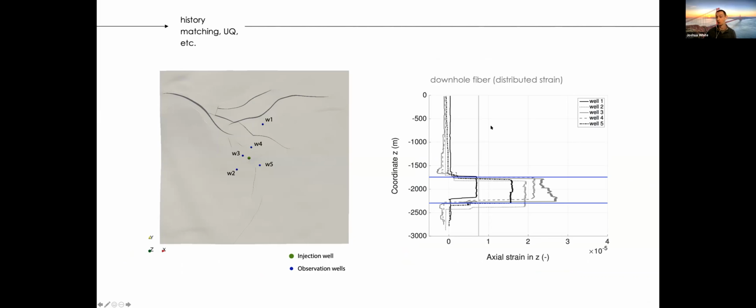We'll also forward model a variety of monitoring observations we might have. So here I'm showing, for example, the response we would expect from a distributed strain sensor using downhole fiber optic. In this field, we would expect to see pretty large strains in the reservoir unit itself, but outside of the reservoir unit, relatively minor strains below the resolution of the fiber optic itself.